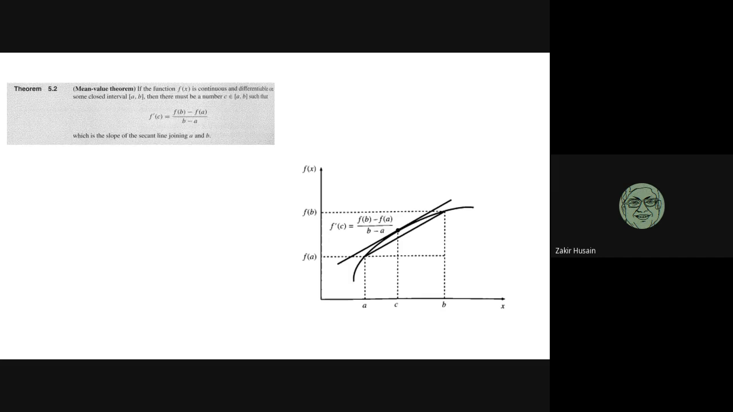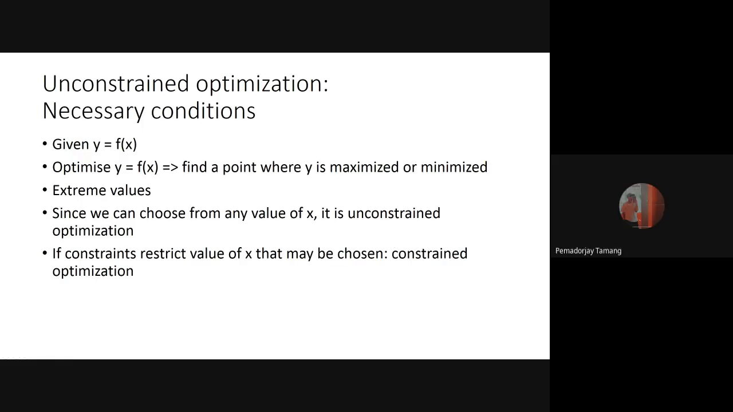Now we come back to the mean value theorem. That is this. If we take an interval and draw a secant, at some point, the tangent and the secant will be parallel.